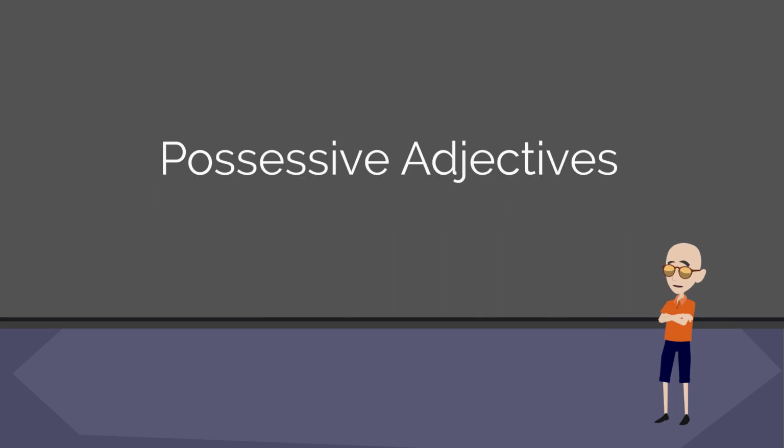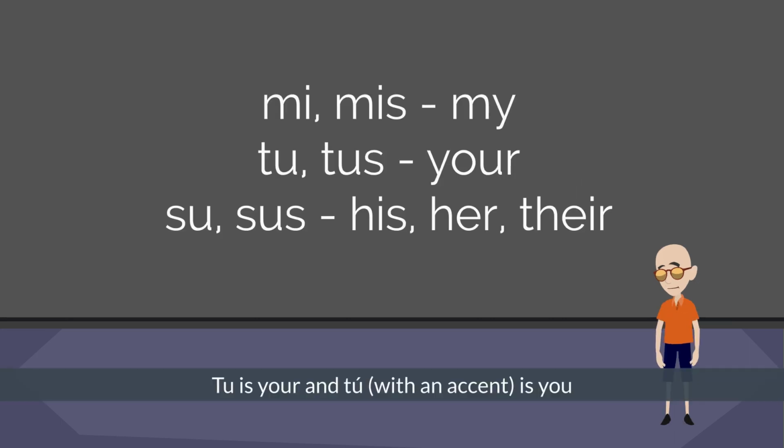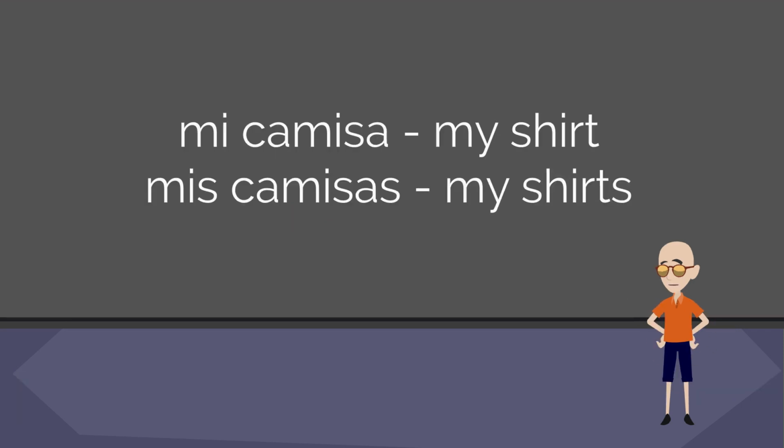These are going to precede the noun. These are my, your, his, her, etc. Possessive adjectives are going to agree in number with the noun that they're describing. So you only have to learn the singular and the plural form. So, mi, mis, tu, tus, su, sus. Pretty easy, right? Here's some examples. Mi camisa, my shirt. When we make it plural, it becomes mis camisas, my shirts.